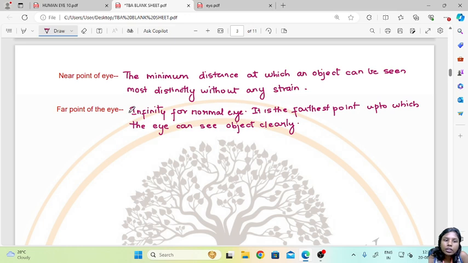In the same way we have the far point. The far point can be infinity for a normal eye. So basically it is the farthest point up to which we can see objects clearly.